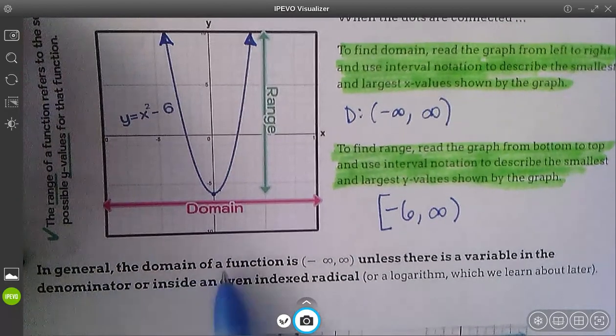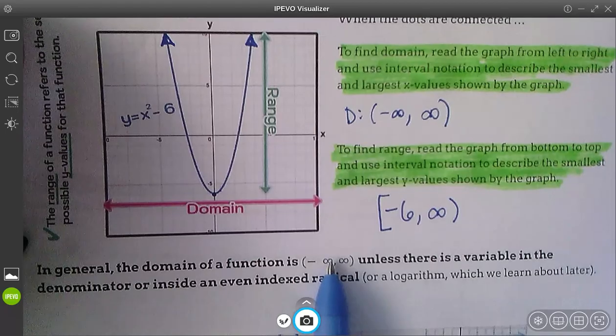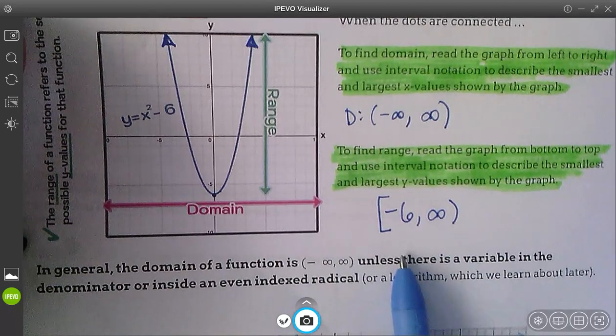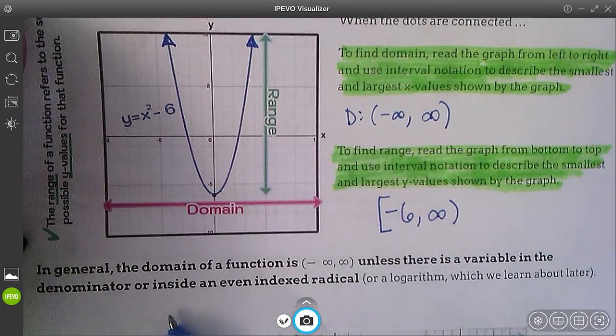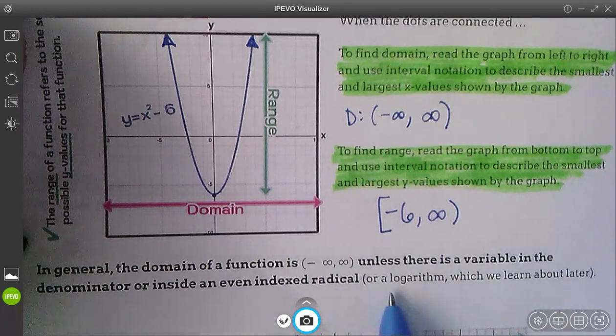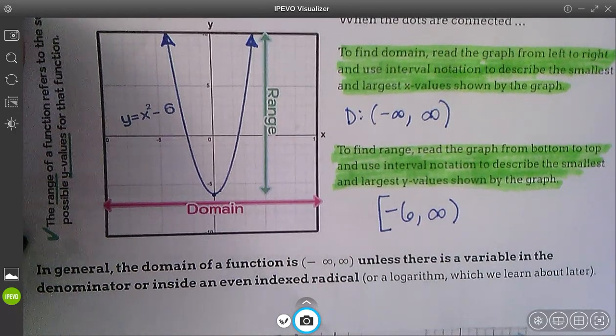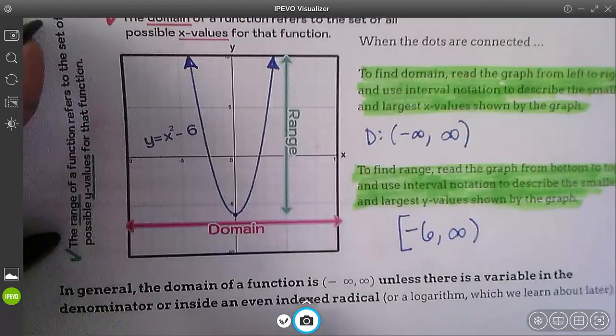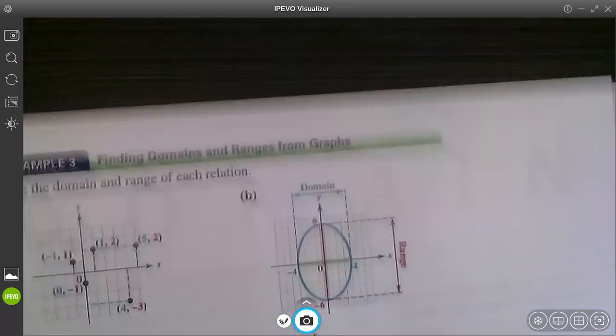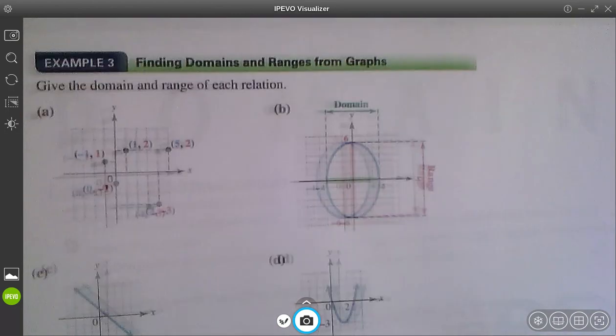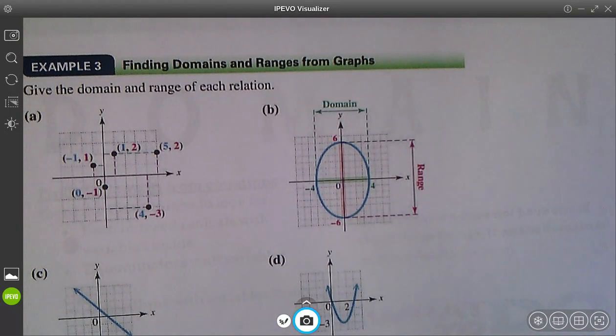In general, the domain of a function is negative infinity to infinity, unless there's a variable in the denominator or inside an even index radical or a logarithm, which we learn about later, in a different chapter. So we'll see this again here in a little bit. Let's find the domain and range for each of these graphs.